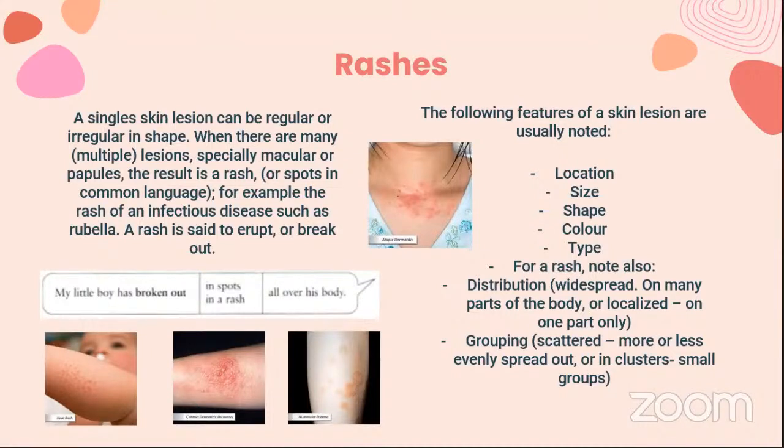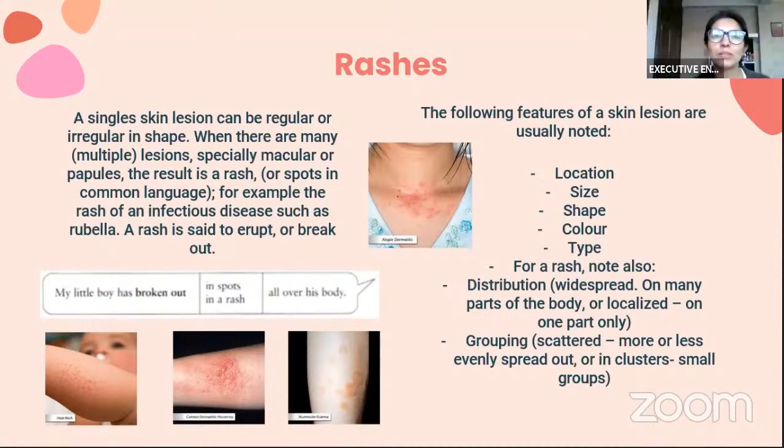The following features of a skin lesion are usually noted: localization, size, shape, color, type. For a rash, note also distribution, widespread or on many parts of the body, or localized on one part only. Grouping, scattered, more or less evenly spread out, or in clusters, small groups. Okay, thank you very much.